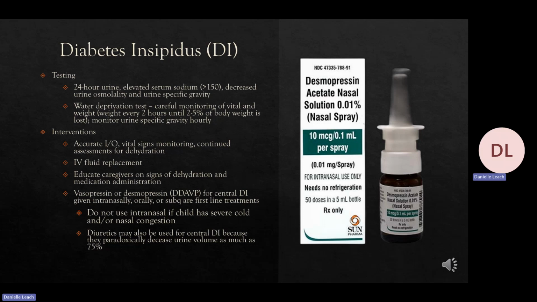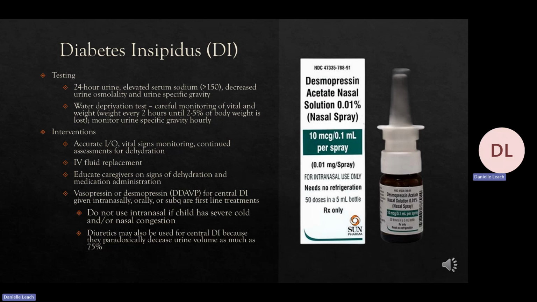Testing of diabetes insipidus consists of measuring a 24-hour urine collection to measure the daily output of the patient. We can also look at serum sodium. Is it elevated? Typically greater than 150 up to 170 milliequivalents per liter is indicative of diabetes insipidus. We can also look at the urine osmolality and urine specific gravity, and they are usually decreased.